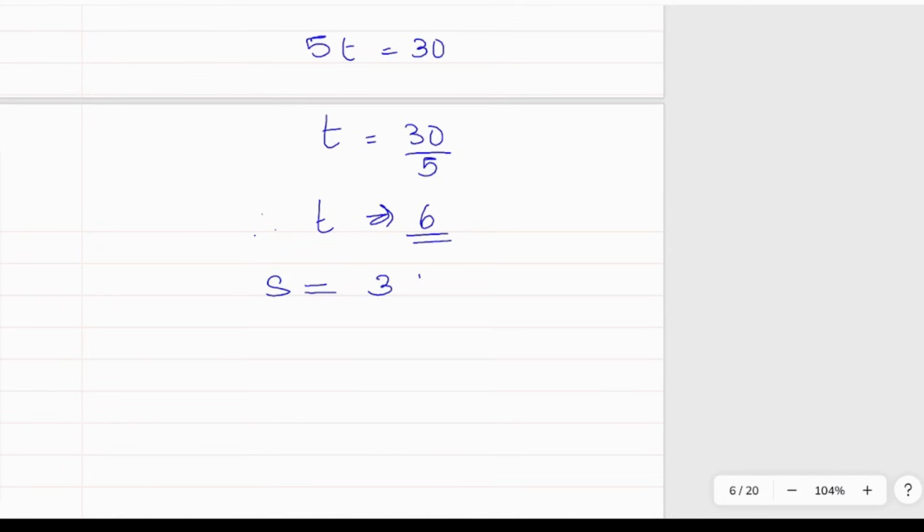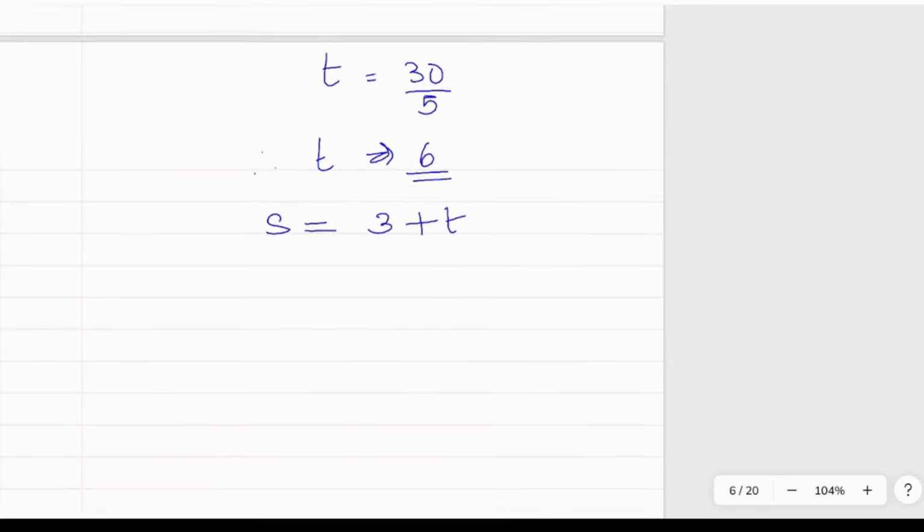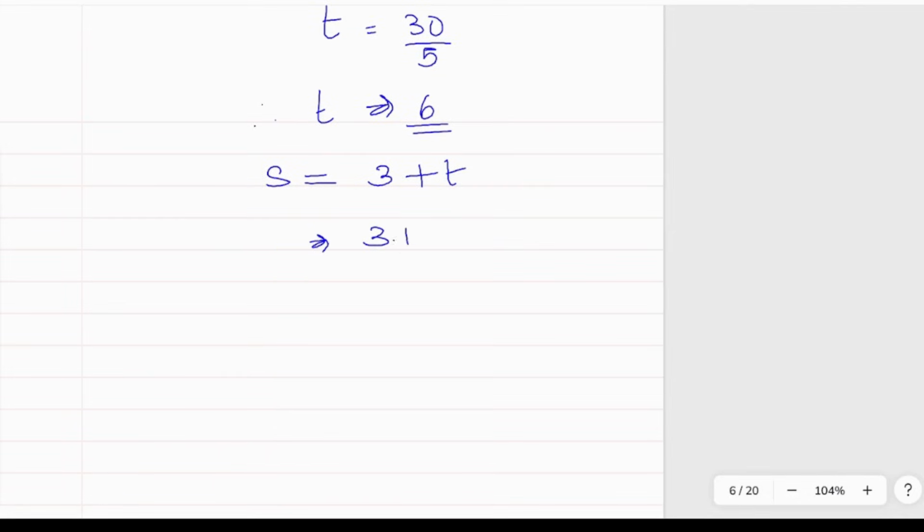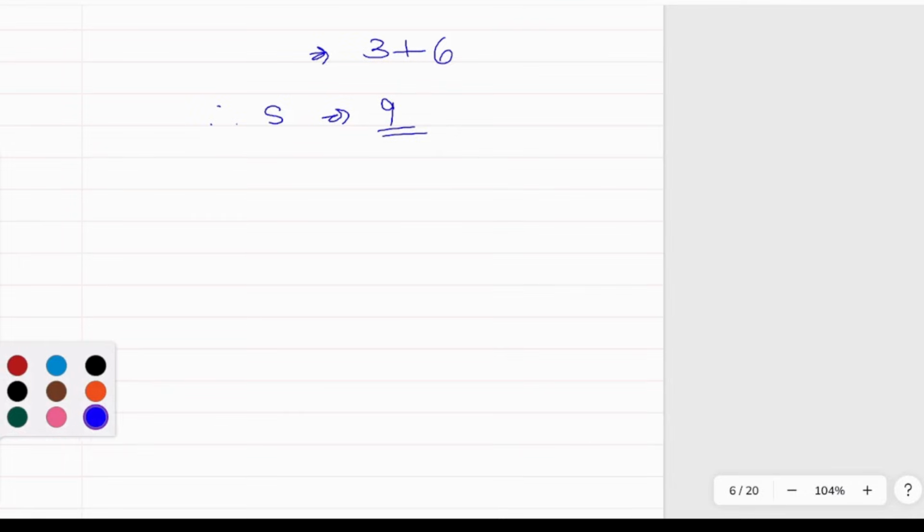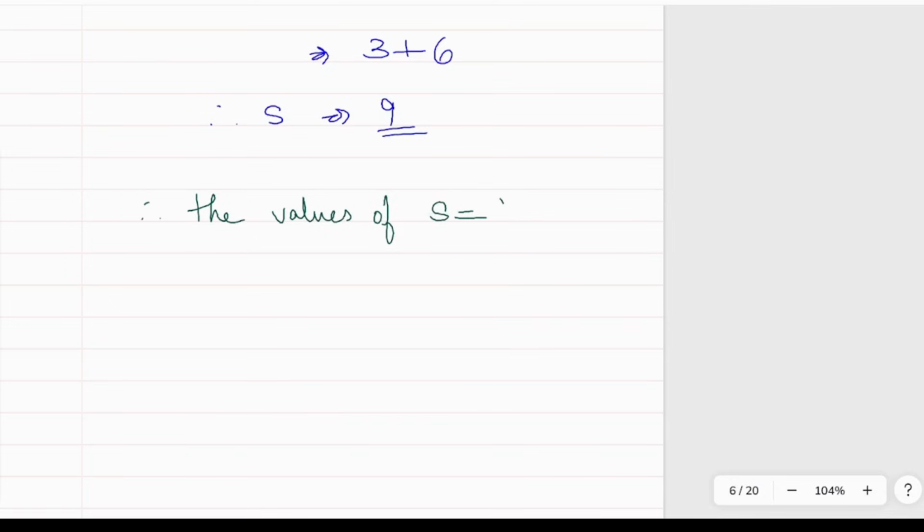S equal to 3 plus t, right? Now what can I do? 3 plus 6. Why? Because the value for t is equal to 6, which gives 9. Therefore, I got the value for s equal to 9 and the value for t equal to 6, right? Then we have to write how to wind up the answer. Therefore, the values are s equal to 9 and t equal to 6.